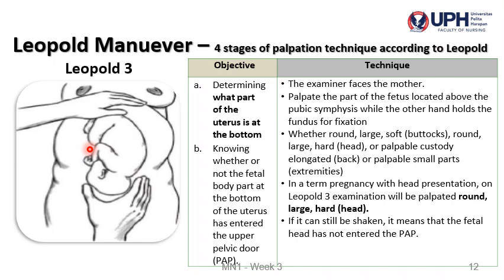In a term pregnancy with head presentation on Leopold 3, we have to be able to palpate the round, large, and hard part, which indicates the head. And if it still can be shaken, it means that the fetal head has not entered the pelvic inlet yet.